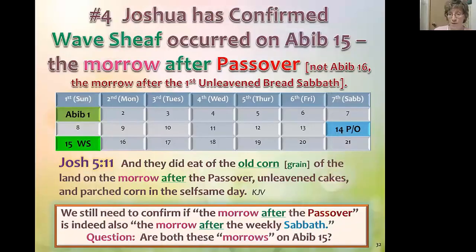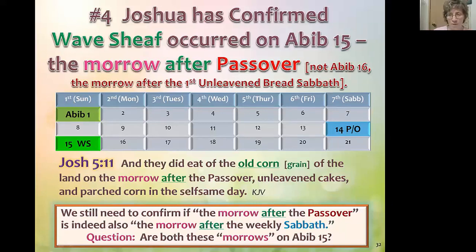Joshua has confirmed for us that the Wave Sheaf occurred on Abib 15. It was the morrow after Passover. It was not Abib 16, which is the morrow after the first unleavened bread Sabbath. So right here, we're saying that the Passover was on Sabbath. We're still assuming this, but the very next day on Abib 15 was Wave Sheaf. Joshua 5:11, I want to read it again. And they did eat of the old corn of the land on the morrow after the Passover. They had unleavened cakes and parched corn.